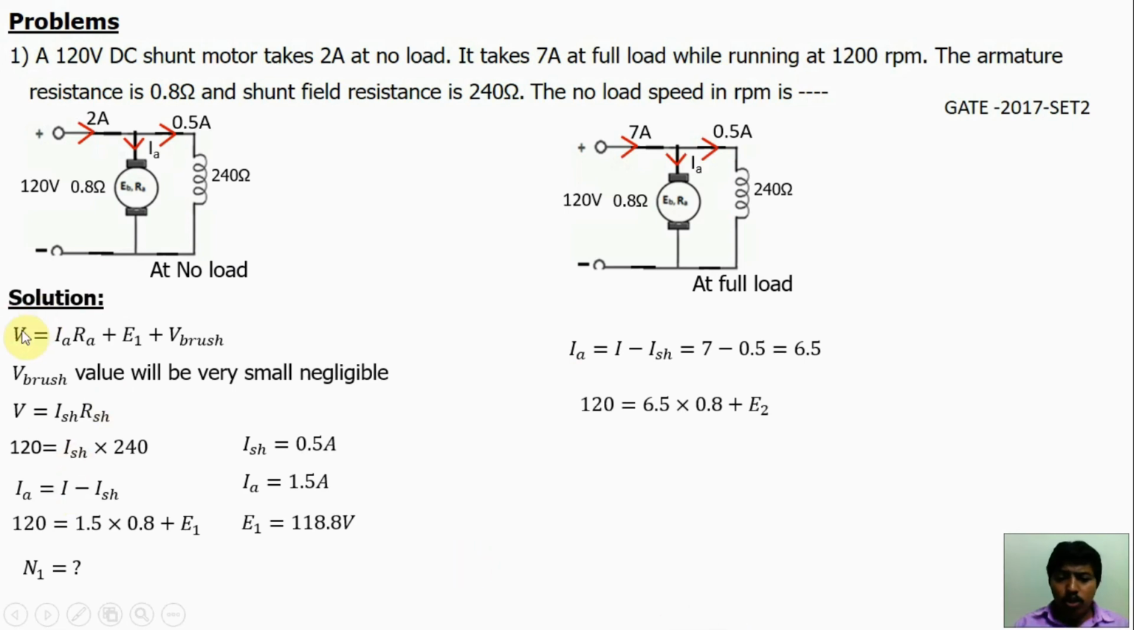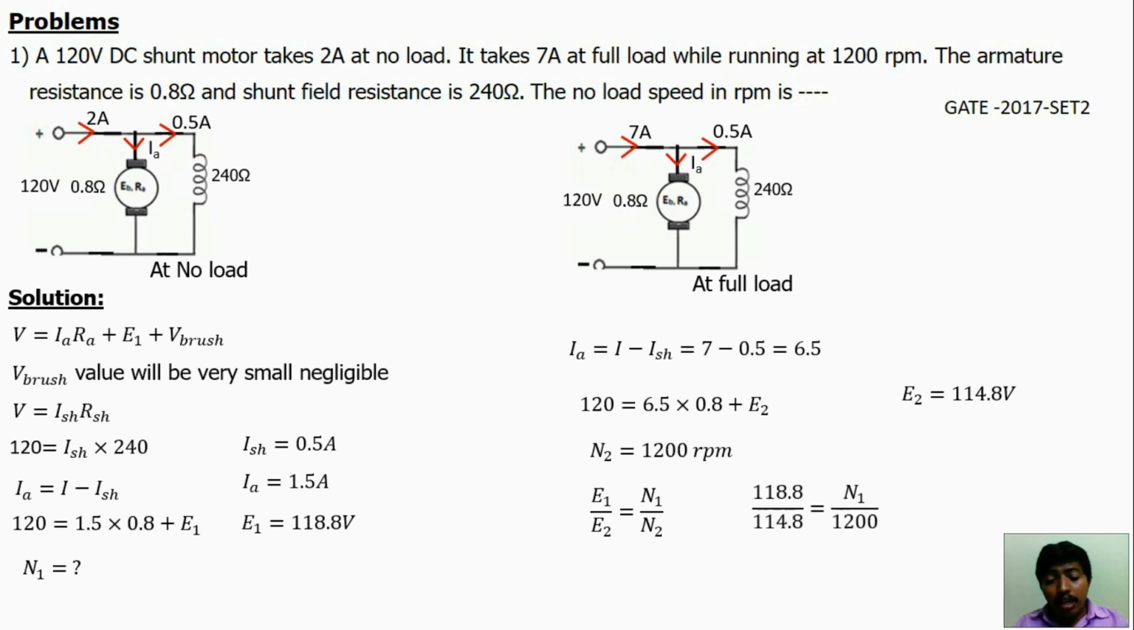V is equal to 120, IA value 6.5, RA value constant 0.8, plus E2. We can get the E2 value. Back EMF at full load, E2, is equal to 114.8 volt. Here the full load speed is given, N2 is equal to 1200 RPM. We know that for the shunt machine, E1 by E2 is equal to N1 by N2 because the field flux is constant. Substitute this equation, we can get N1, the no load speed.